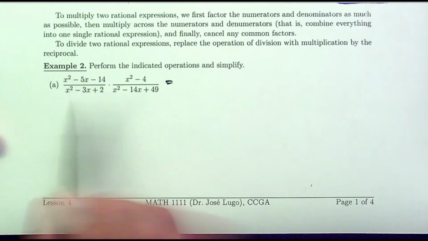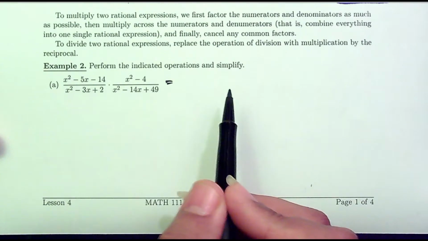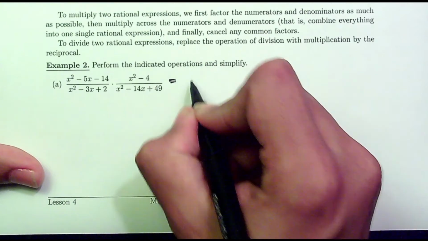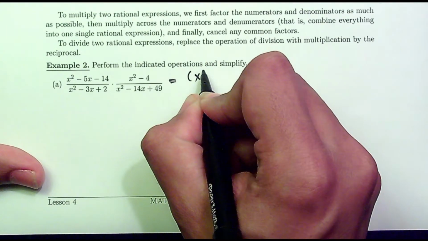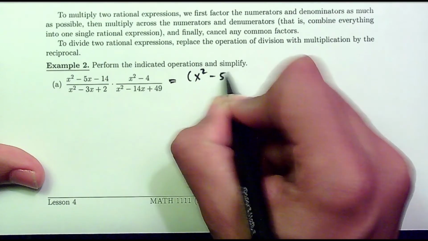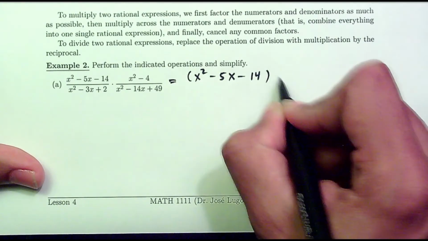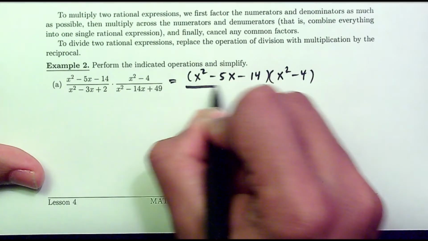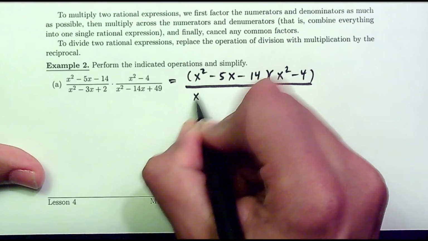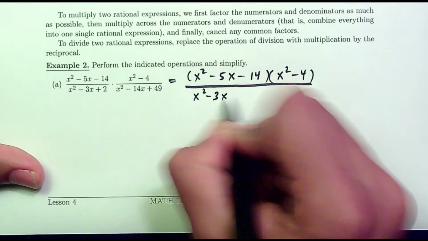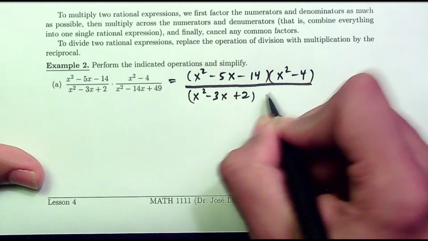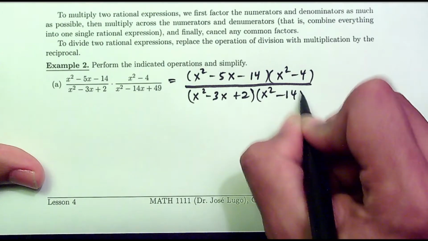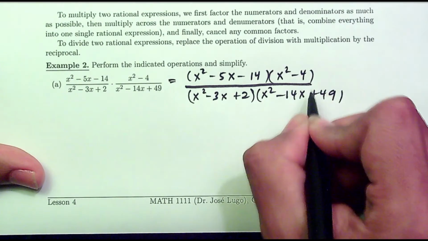So first I'm going to multiply across, but I'm not going to FOIL. I'm just going to write everything in one big fraction. So write both of these on the top. So I'm just going to write x to the fifth, x squared minus 5x minus 14 times x squared minus 4, all that over x squared minus 3x plus 2, x squared minus 14x plus 49.